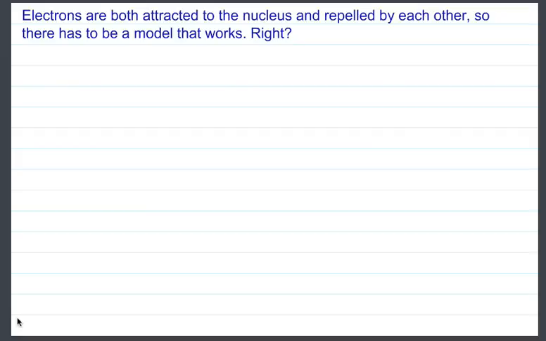So it was eventually discovered that electrons are both attracted to the nucleus and repelled by each other. So there has to be a model that works. How do all those electrons orbit around the nucleus if they're repelling each other but they're attracted to the nucleus? How do they stay in their orbits? So there has to be an answer, right?